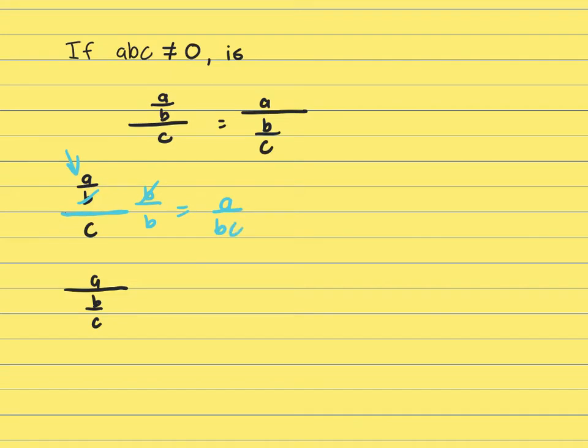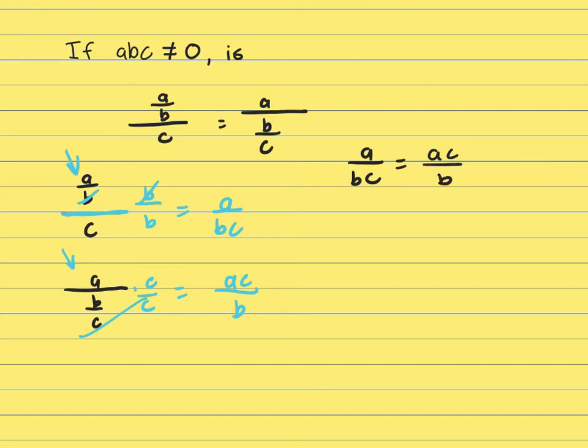So the same thing for this fraction on the right, which I've copied here. And we need to multiply top and bottom by c over c. So it's ac over b. So we're trying to figure out, is a over bc, well, it's given, a over bc equals ac over b.